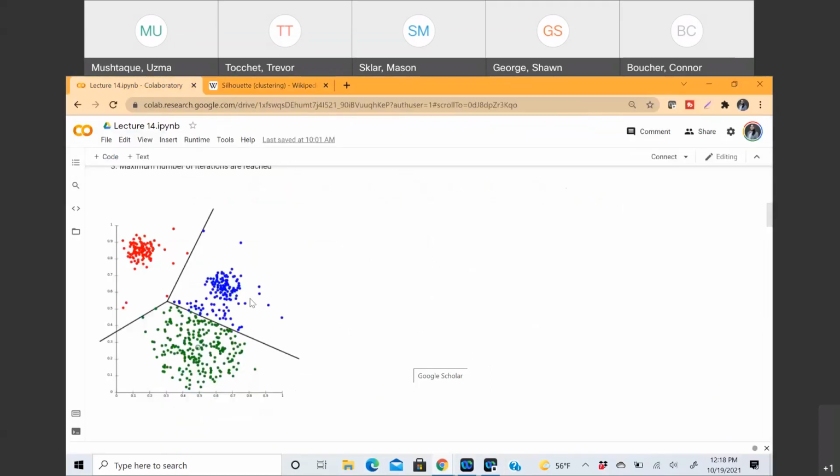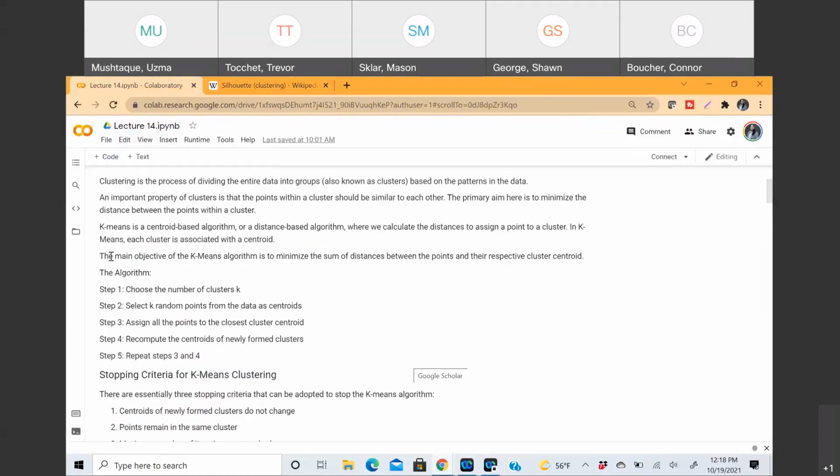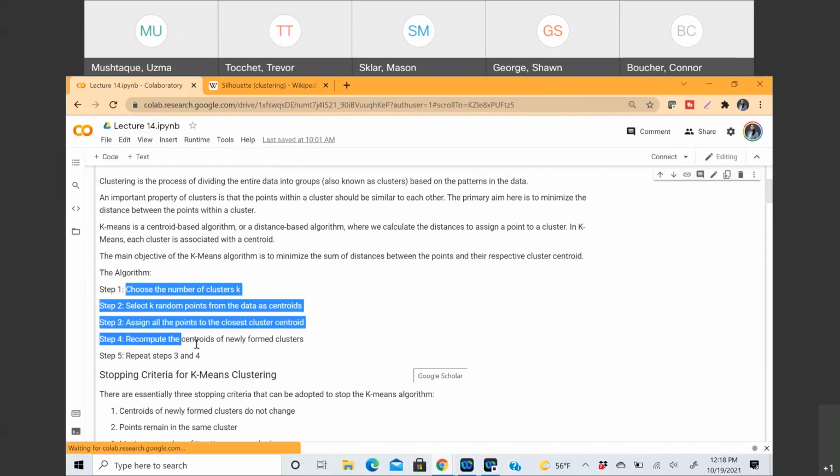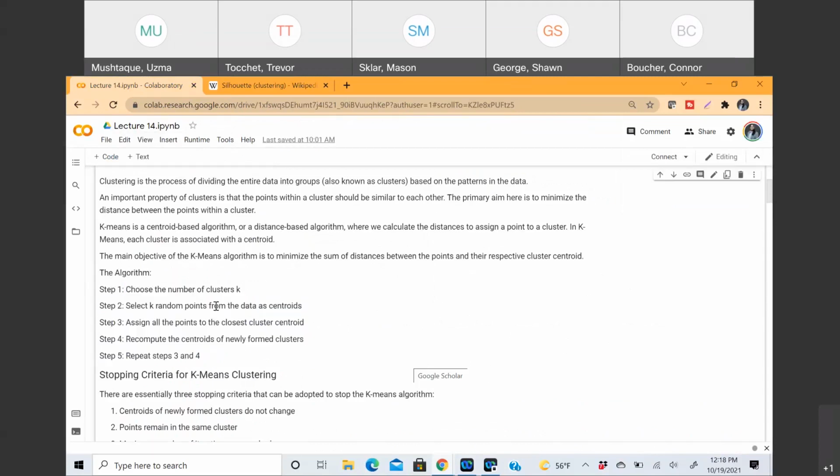Let me go back to the lecture notes. All right, here is the algorithm step by step that we just talked about. Choose the number of clusters K, so you begin with some random value K. Then you select random points from the data as centroids, and then you assign points based on their distances. Mostly it's Euclidean distance, but it could be something else.